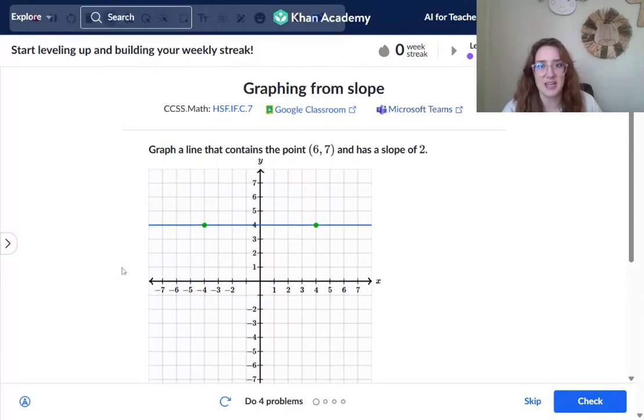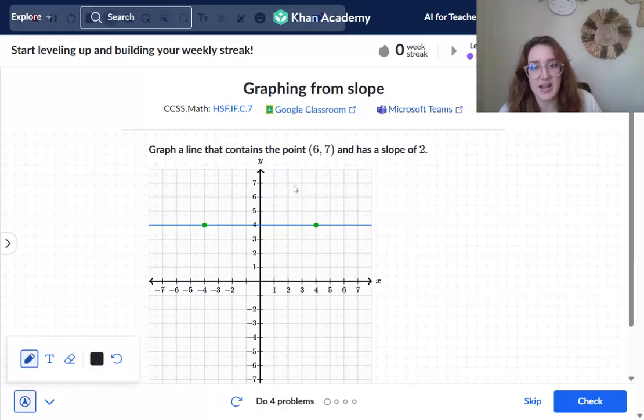Hi guys, we're looking at our 1.3 Khan Academy homework, graphing from slope. All right, so we're given some information here. Let's see what's happening. We're asked to graph a line that contains this point, 6, 7, and has a slope of 2. This is useful information. They're giving us a starting point, and then they're giving us the slope.